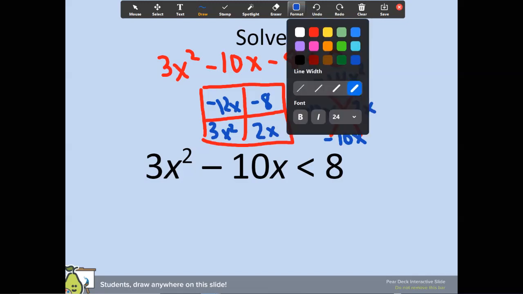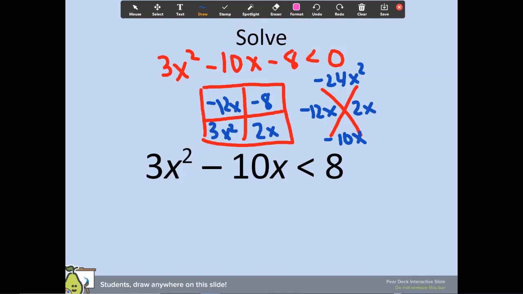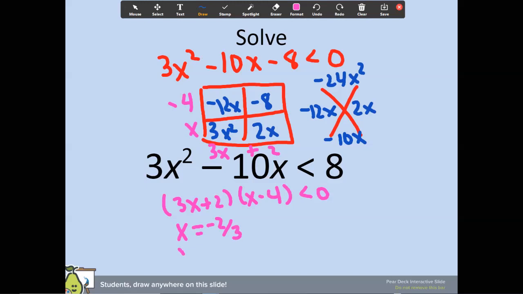So when I'm working this out, I'll do pink. My 3x is going to be here and my x here, plus 2 minus 4. So I get a 3x plus 2 times an x minus 4 less than 0. I want to know, where are they 0? They're going to be 0 at negative 2/3 and at 4. Those are going to be the boundary points on my number line.